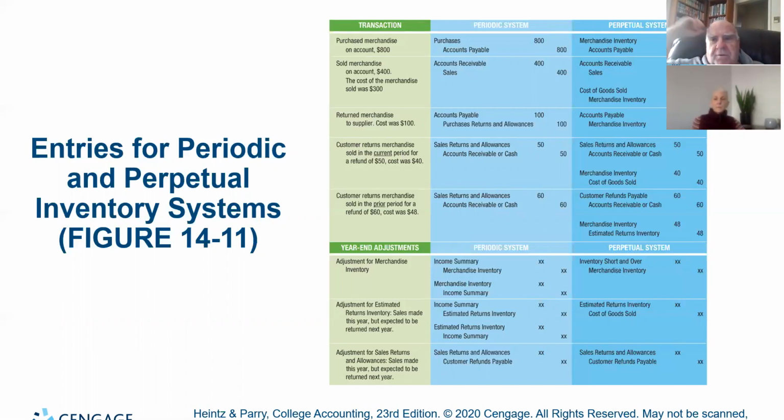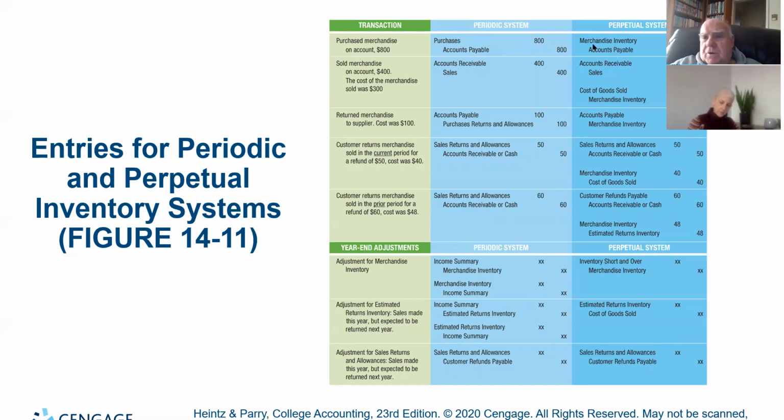The entries for the periodic versus perpetual, huh? So let's take a look at this now. We purchase merchandise on account. Under the periodic system, which is what we've taught for the first 12 chapters of this book, we were debiting purchases and crediting payables. Purchases is a cost account, an expense. At the end of the month, we have to adjust with the physical inventory.